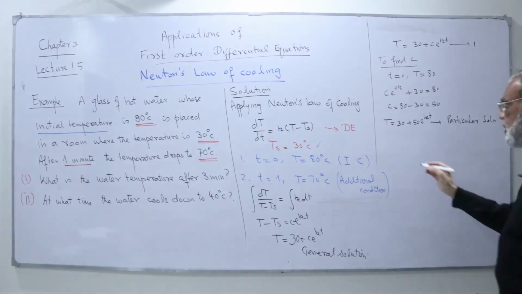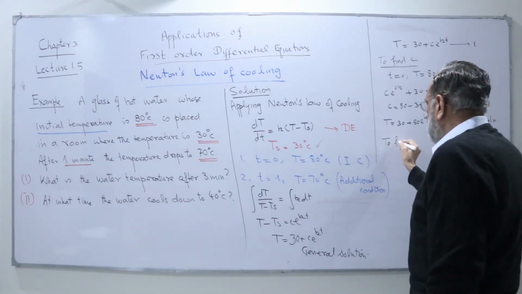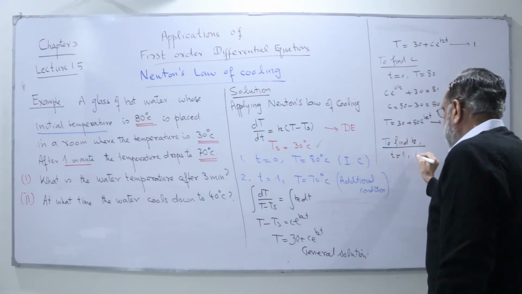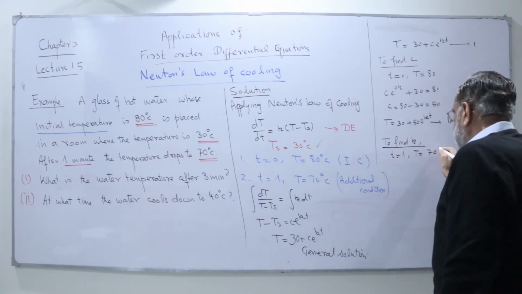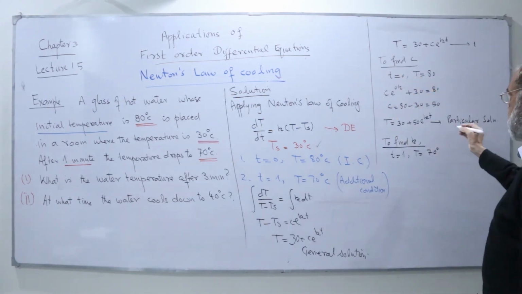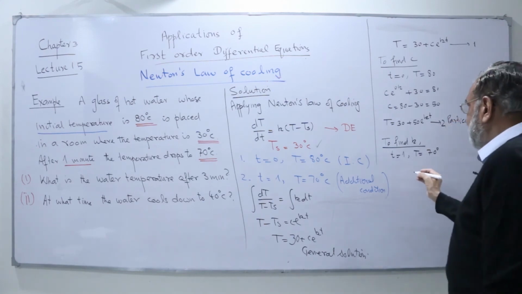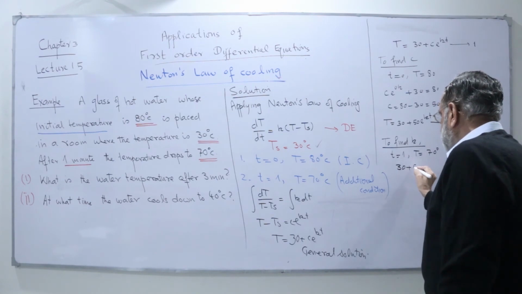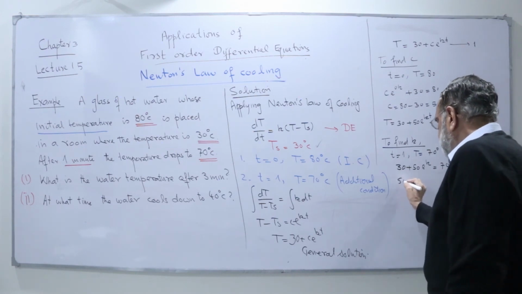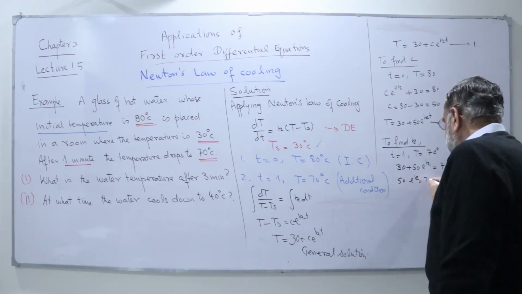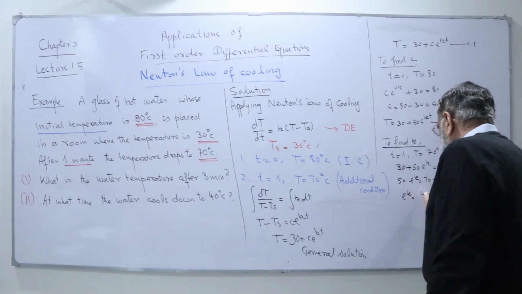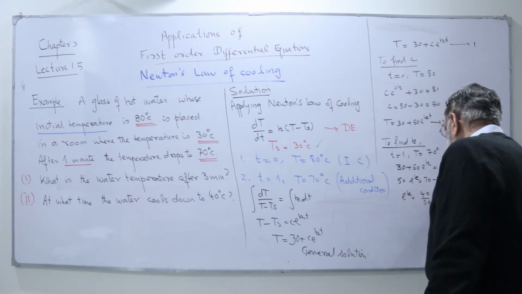Now I want to find my K. To find K, I use my other condition: at t equal to 1, the temperature dropped to 70 degrees centigrade after 1 minute. So this is my additional condition. I substitute this condition in my equation 2: 30 plus 50 e to power k is equal to 70. I take 30 to the side, I get 50 e to power k is equal to 70 minus 30, which is 40. I get e to power k is equal to 40 over 50, which is 0.8.